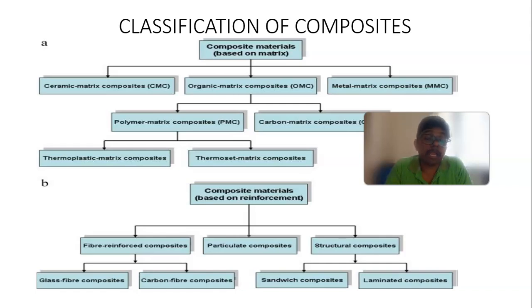In the case of laminated composites, plywood is an example. If you take plywood, it is a combination of different materials, and of course it is a laminated one. So these all come under the classification of composite materials with respect to their reinforcement.